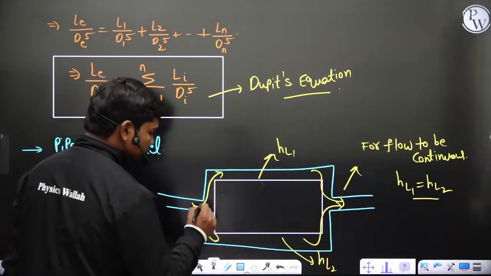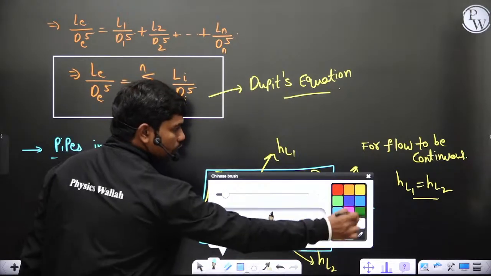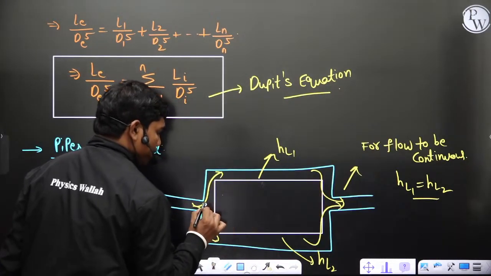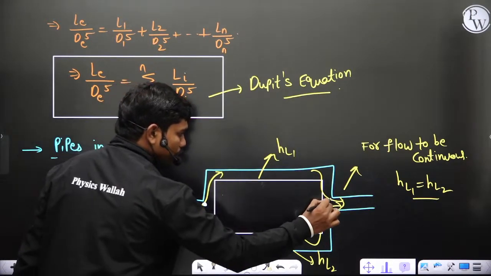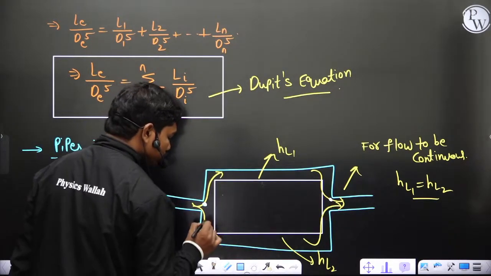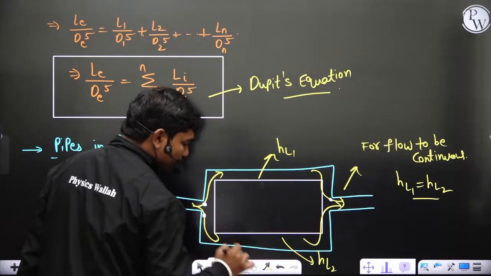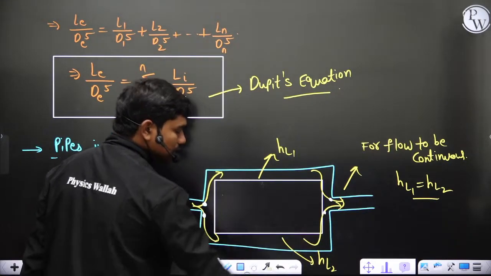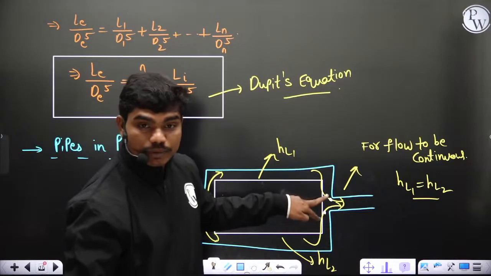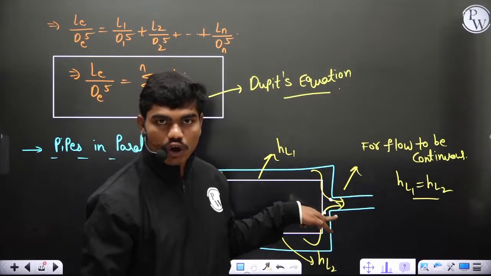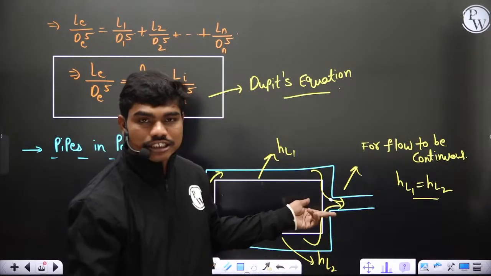The reason is, what is the energy of the fluid particle here? After suffering some loss, the fluid particle will have some energy here. This is some other particle. After suffering a loss of HL2, this particle reaches here. If there is some energy difference between these two particles, either in terms of pressure or in terms of kinetic head, definitely nothing can happen.